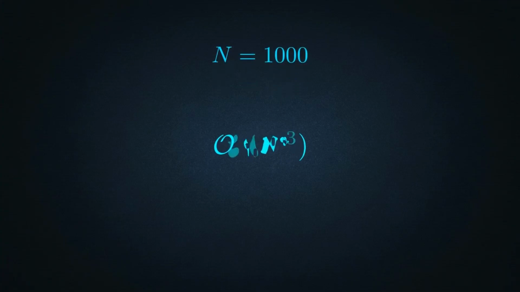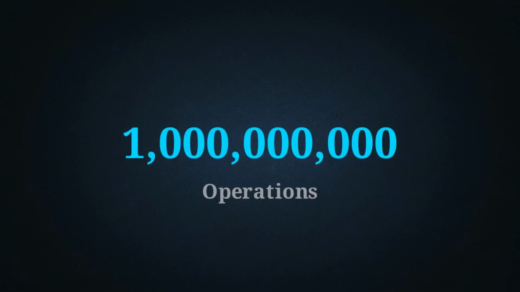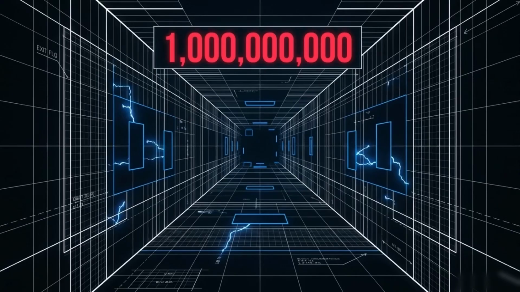We can see the weight of this scaling by testing a matrix size of 1000 by 1000. Substituting 1000 into our cubic constraint results in 1 billion individual operations to generate the output. For modern data centers, a billion operations for a relatively small matrix is a high cost.